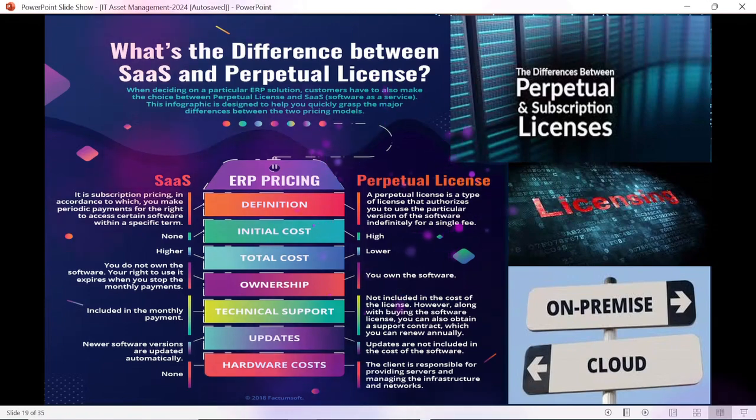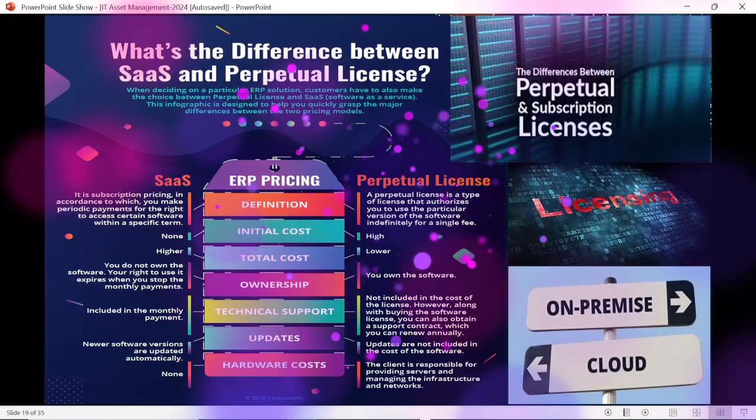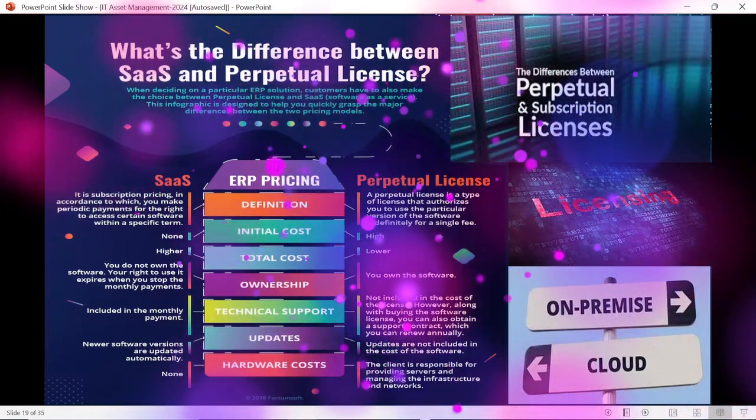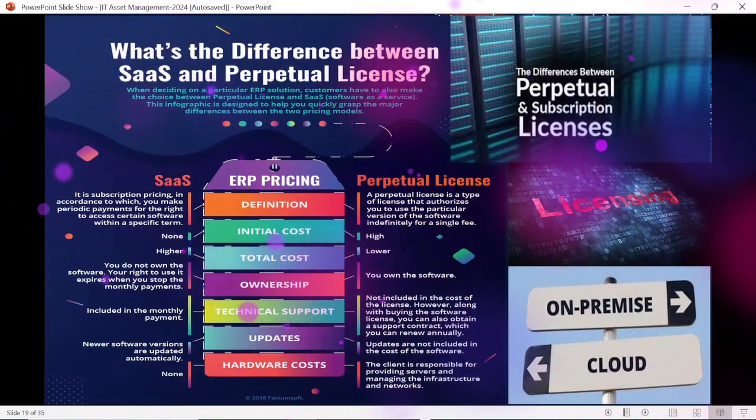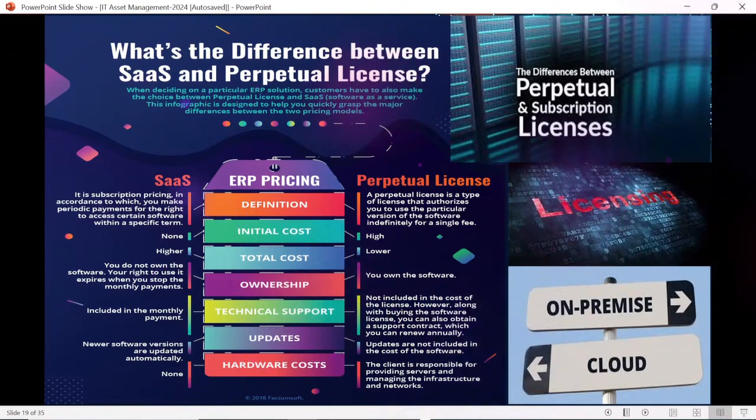And SaaS is kind of a pay-as-you-go model. We will be having software or hardware from a third-party vendor, and we are just going to pay the rent. It's kind of a rental service. We are not going to be the owner of any hardware or software. We are going to rent the hardware or infrastructure, and we are going to pay based on our usage under the SaaS subscription license model.